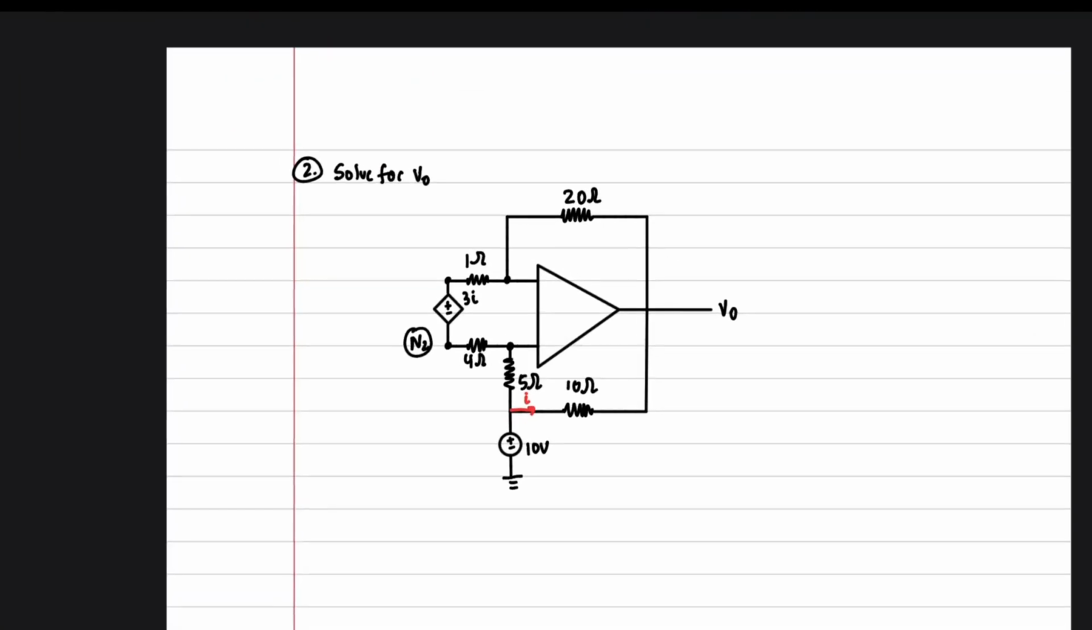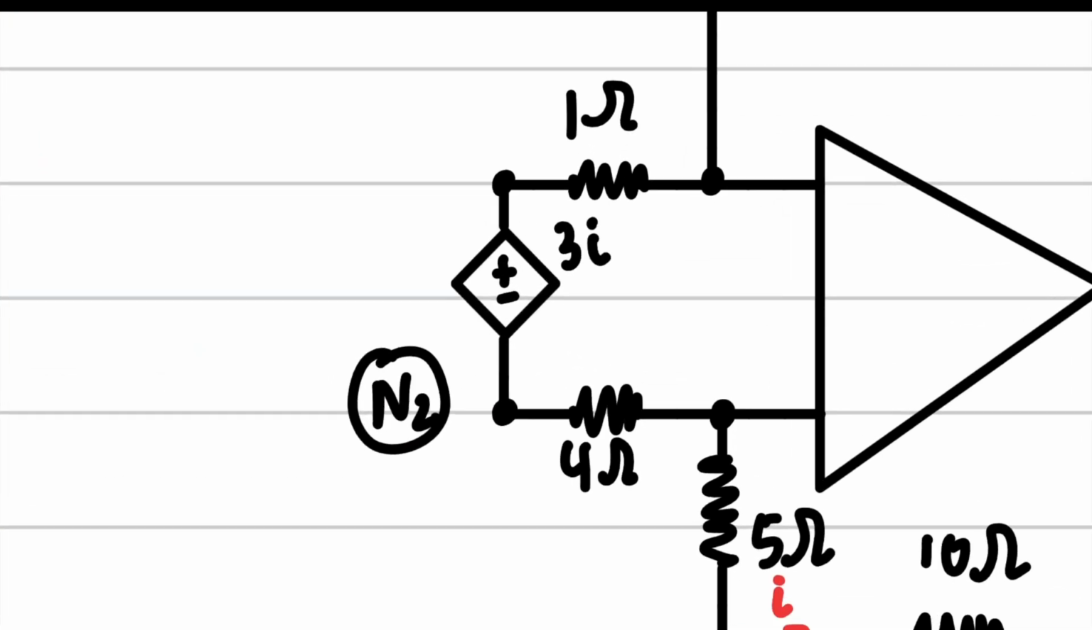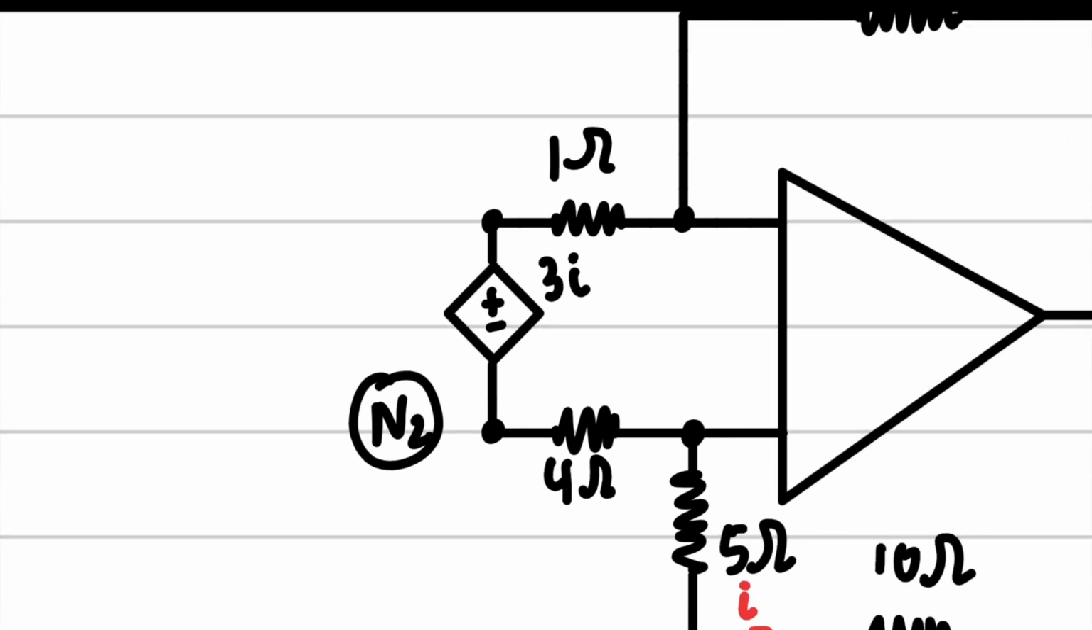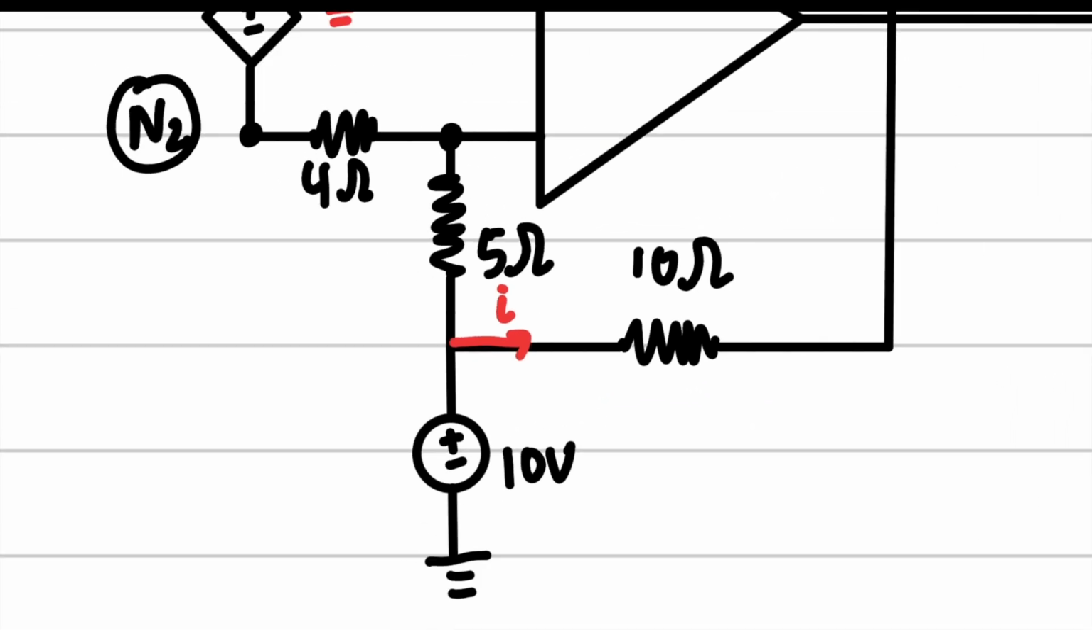And for our second problem, we are actually going to have a dependent source. So this is a current-dependent voltage source, right? Because it is dependent on a current. And we are told what that current is, I.